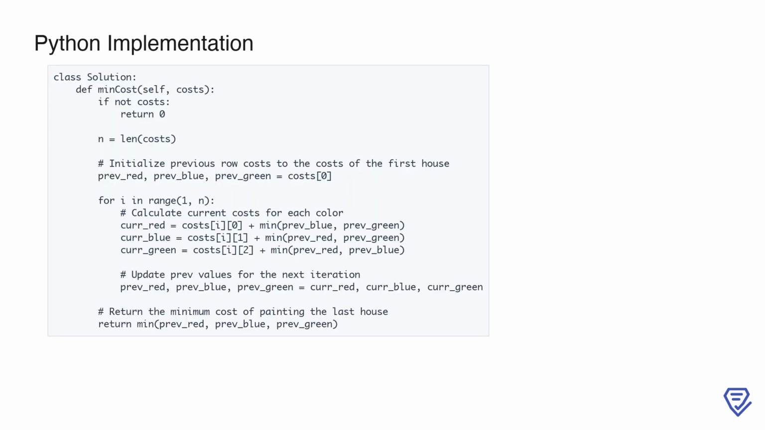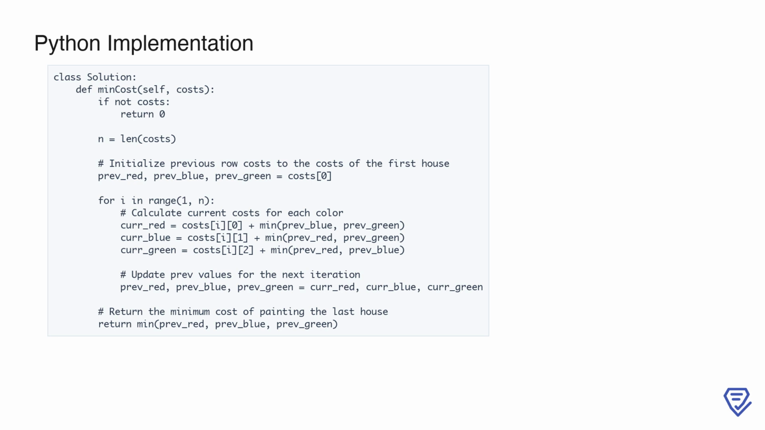This solution efficiently calculates the minimum cost to paint a row of houses under the given constraints. The function minCost takes an input costs, which is a list of lists where costs[i] represents the cost of painting the ith house in red, blue, or green. The algorithm follows a dynamic programming approach using a rolling array technique to keep space usage minimal.